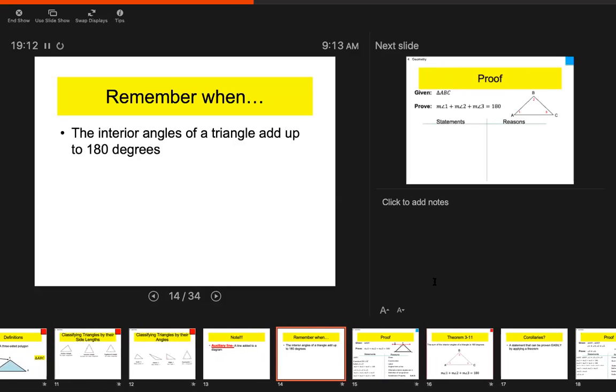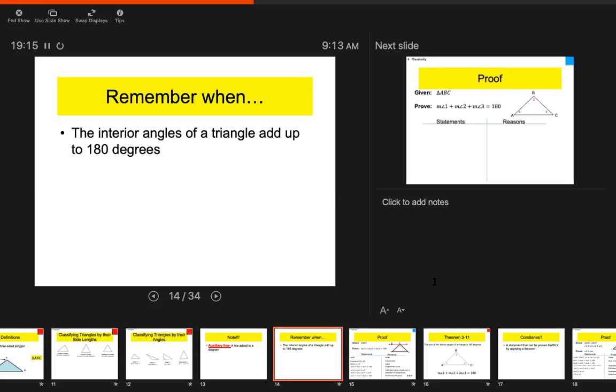Hey, remember when your teacher said that the interior angles of a triangle add up to 180? Did you believe them? Why did you believe them? Because they're the math teacher and they said so, right? Is that good enough for geometry? Heck no, I got to prove it, or you got to prove it, right? That's what we're about to do.